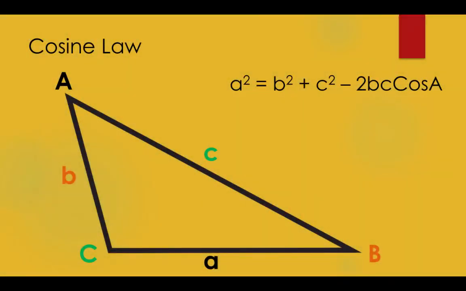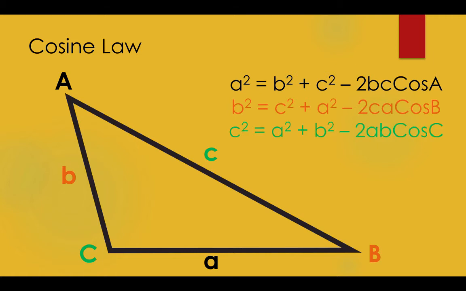The second method is the cosine law, which has three forms, depending on how you label your triangle and which sides and which angles are given. The first is a squared equals b squared plus c squared minus 2bc cosine A. Second is b squared equals c squared plus a squared minus 2ca cosine B. And the third is c squared equals a squared plus b squared minus 2ab cosine C.